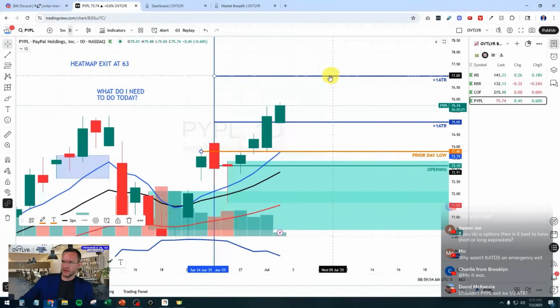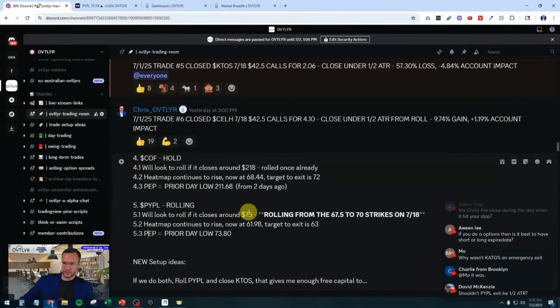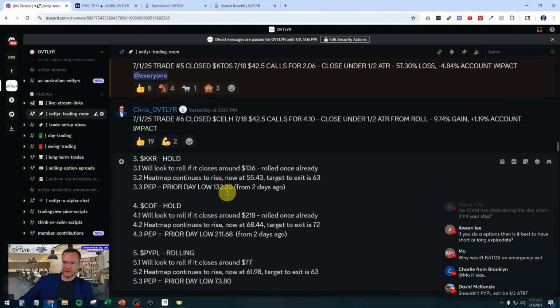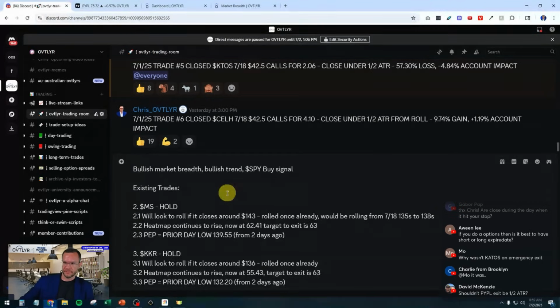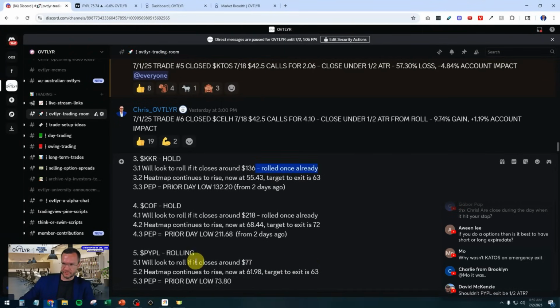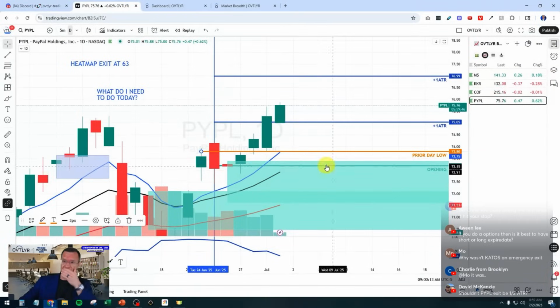Double check that note. Now we're looking to 77. Look to roll if it goes up to 77. So that's the plan. Rolled once already. Let's add that to it. Okay, cool. So if we need to roll these, let's go make our notes on rolling them.